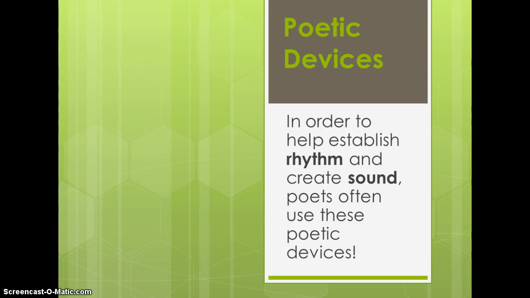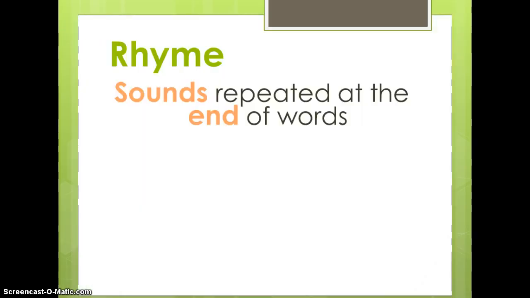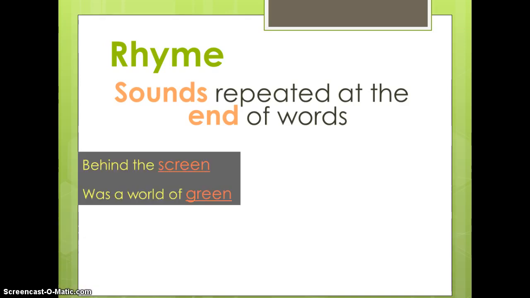What do we mean? Well, poets use different tricks, techniques, or devices to establish rhythm and create sound within their poems. So let's look at a few types of poetic devices. The first is really basic, and it's one that you all already know: rhyme. So rhyme are sounds that repeat at the end of words, such as, "Behind the screen was a world of green." As we can see here, our two rhyming words, screen and green, fall at the end of these two lines of poetry. So we call this end rhyme.